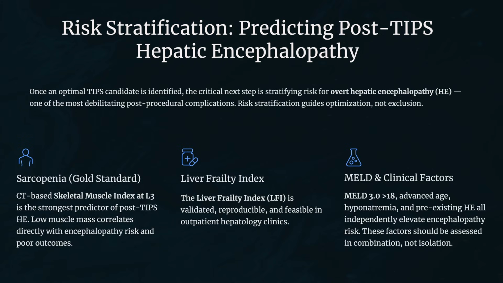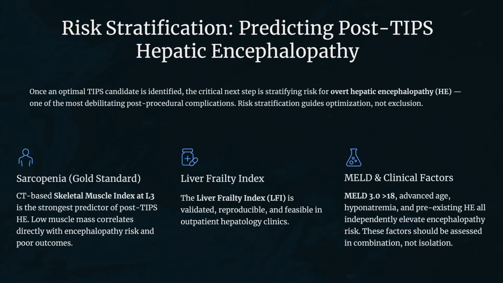And so this is really where the concept of sarcopenia and frailty becomes very important and has been shown to be one of the strongest predictors of post-TIPS encephalopathy. The gold standard right now is to use CAT scan-based skeletal muscle index at the L3 vertebra, combined with bedside tools like the liver frailty index to identify which patients might be most vulnerable. Coupled with that, higher MELD scores above 18, advanced age, hyponatremia, or pre-existing encephalopathy all will increase the risk.